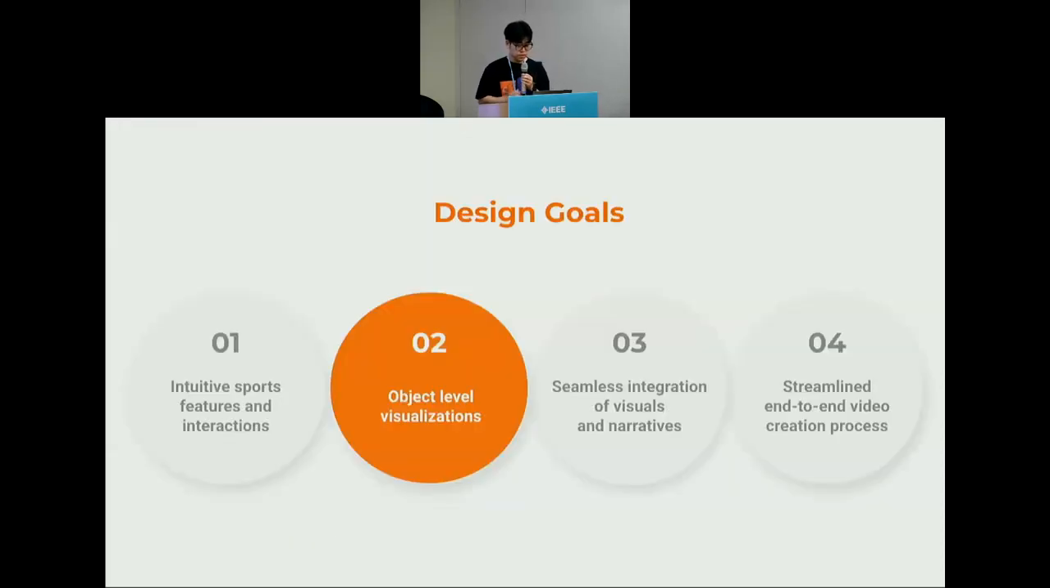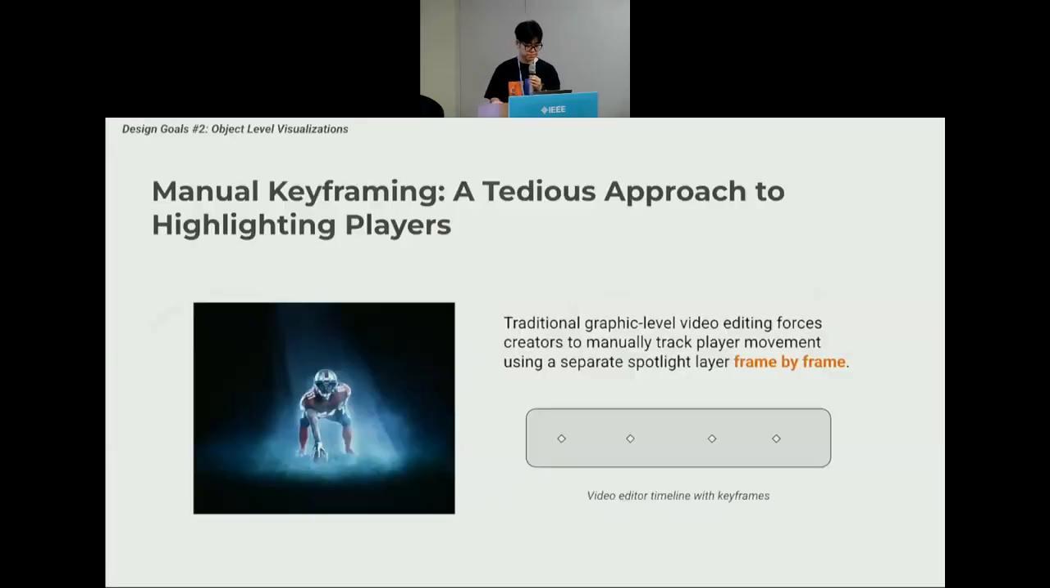Goal 2, object-level visualization. Imagine we want to highlight a player. How do we do that? Traditional graphic-level video editing tools force creators to manually track player movement using a separate spotlight layer frame by frame. If you are familiar with video editing tools, you don't want to do that.